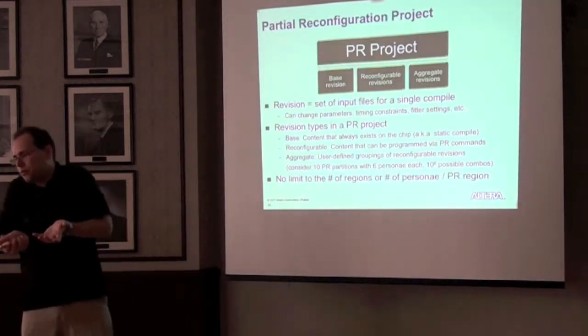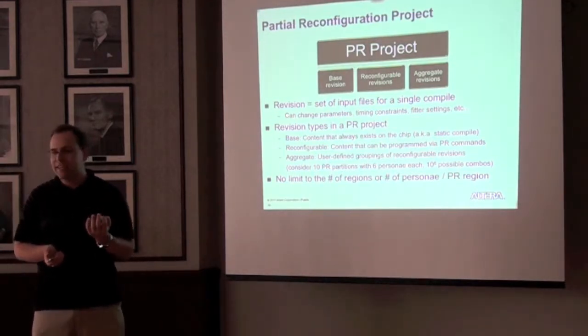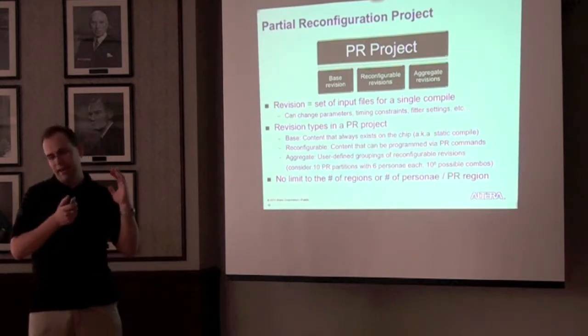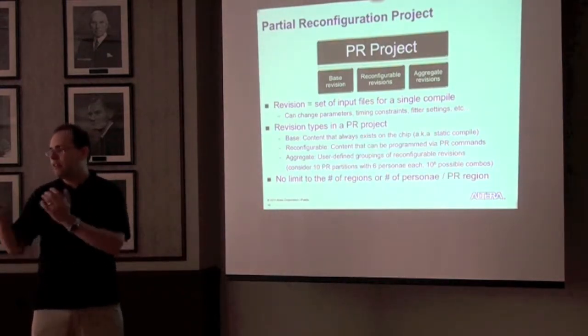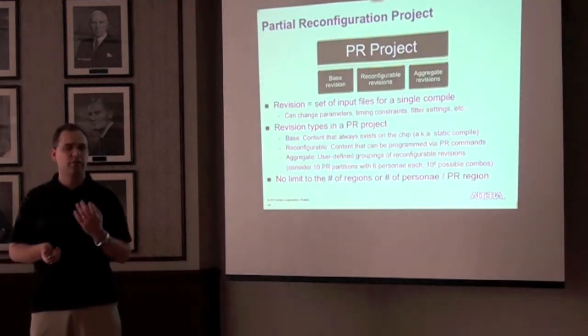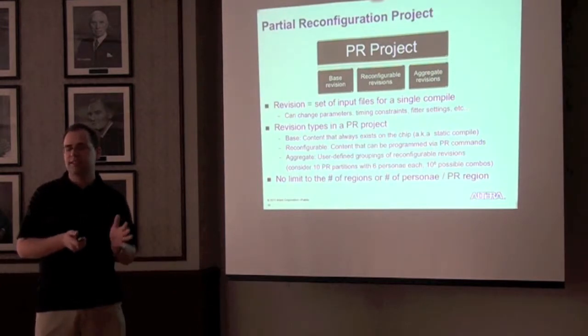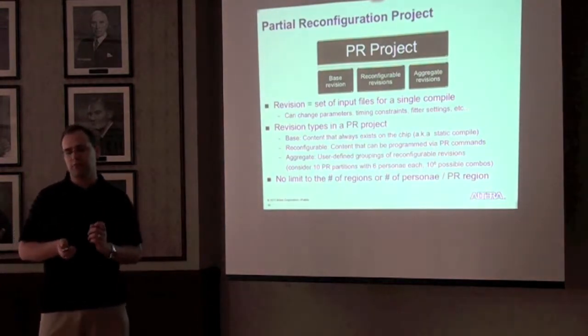Normally when you create a project in Quartus, it's pretty simple, I guess. You just have a bunch of settings and a bunch of design files, and you hit play, and then you get some reports. A partial reconfiguration project is a little more complicated. There are 3 different types of revisions. Now, a revision is a set of input files for a single compilation.